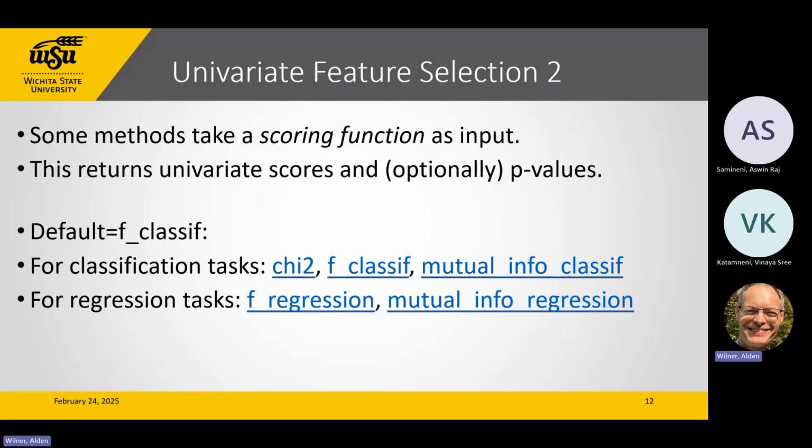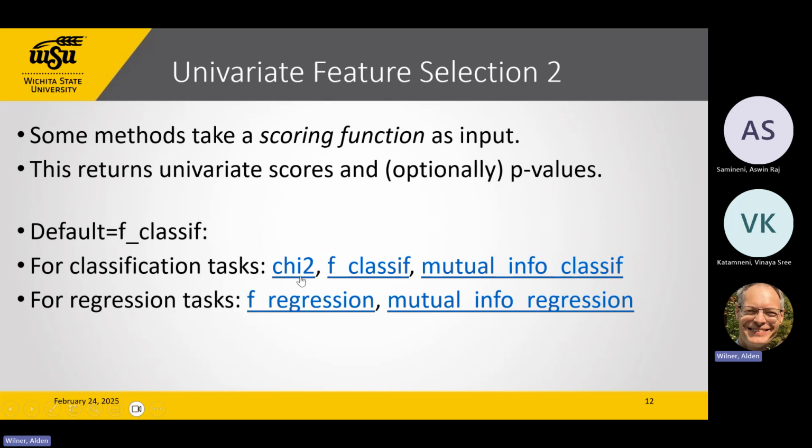So the scoring function returns univariate scores, optionally p-values for those scores. Right? So the higher the score, the better. The higher the score, the lower the p-value. And basically it is saying how important this variable is, how uncorrelated it is with the others, things like that. So the default is to use F classification using the chi-squared algorithm.